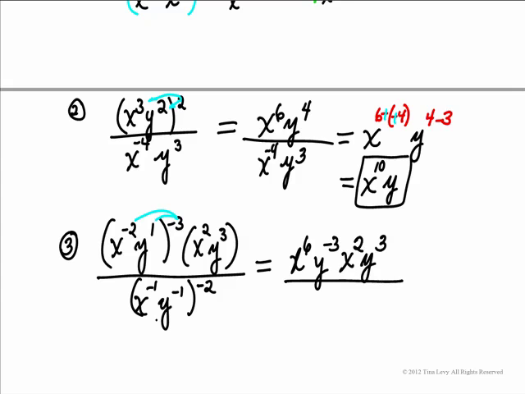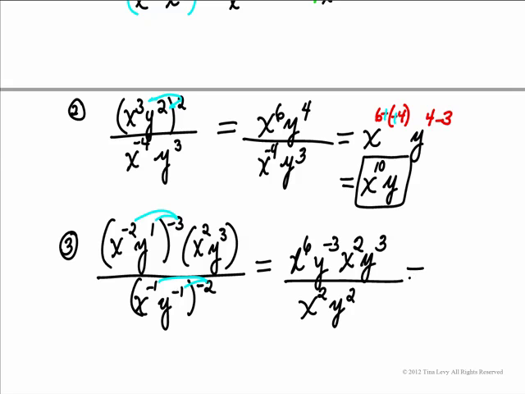Then the same with the denominator. Because it's a parentheses with the power, that is your hint that you multiply exponents. So we're going to multiply the negative 2 times both of those negative 1s. This becomes x to the negative 1 times negative 2 is 2, y to the 2.